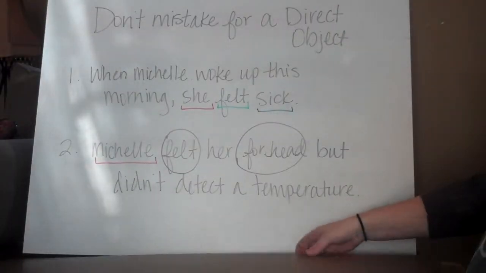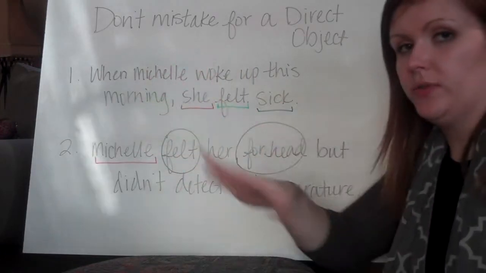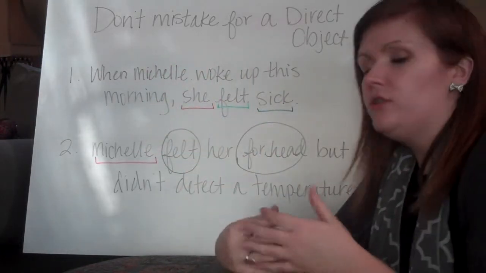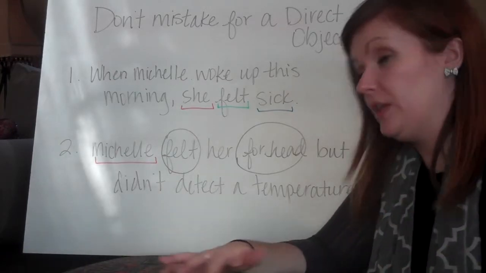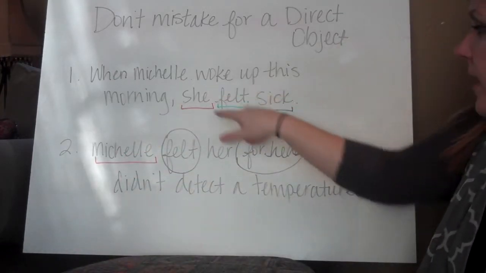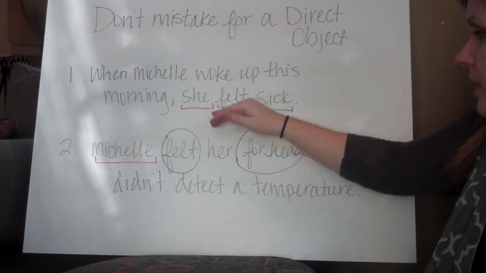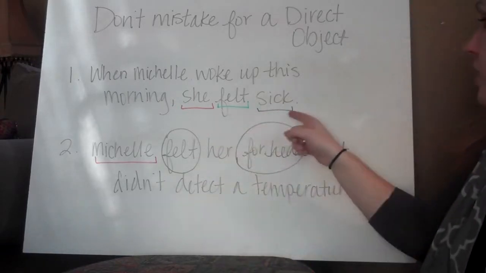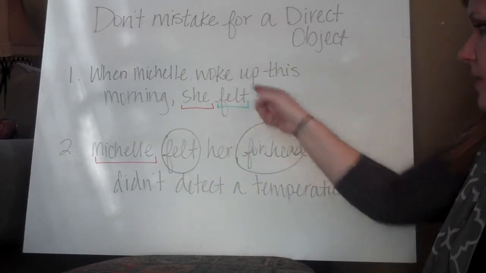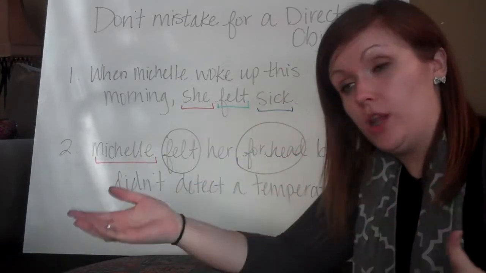Which brings me to my next point. Don't mistake it for a direct object. So here I have 2 examples of the same principle. And usually the confusion is caused when one of those other verbs that could be either is being used. So here we've got the verb felt being used as a linking verb. She felt sick. And you could put the equal sign in there and it would be something that is directly linking to her. So she is sick. You could also replace it with a form of the to be verb, and then you would know.